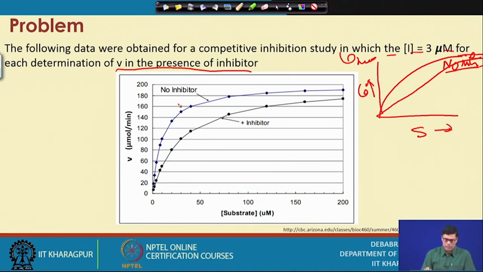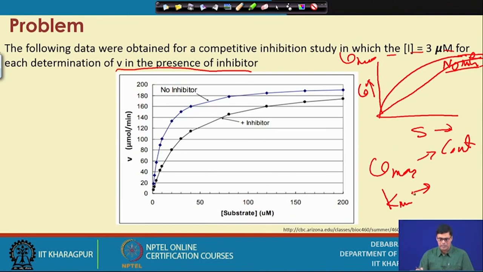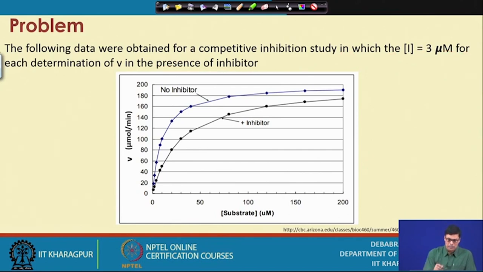So, we know in case of competitive inhibition, Vmax will remain constant and Km will increase. And if Km increases, the velocity of reaction will decrease. So, in this problem, we have this is no inhibition and this is inhibitor. So, you can see the nature of the plot is given here. This is inhibitor and this is no inhibition that we have.